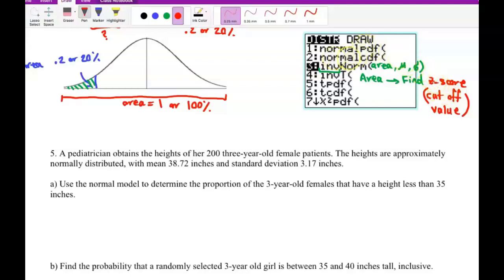And on the previous part, we used normal CDF, and we entered lower, upper, mean, standard deviation. And this was when the z-score is given and we need to find the area. So for this part, z-score was given. So find area.